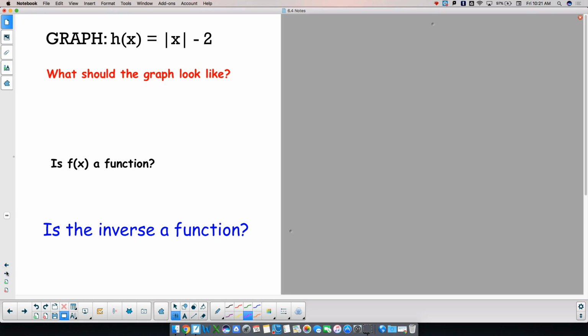Try that one. Same thing. What should it look like? Is it a function? Is the inverse a function? If they're both one-to-one, what is the inverse? Etc., etc. What should it look like? Making you think. What should this one look like?